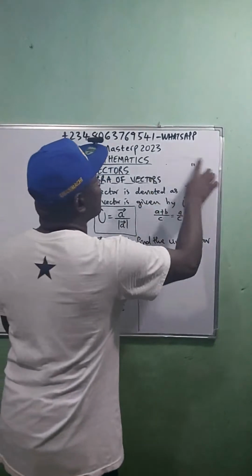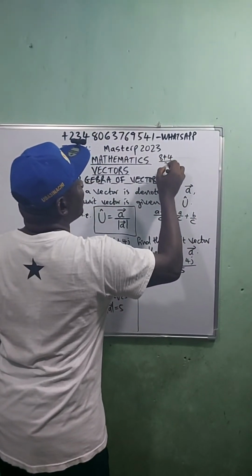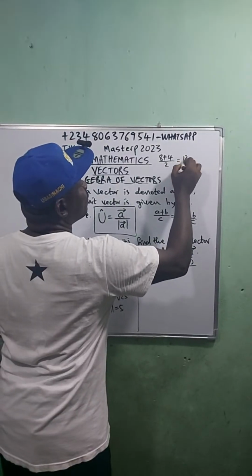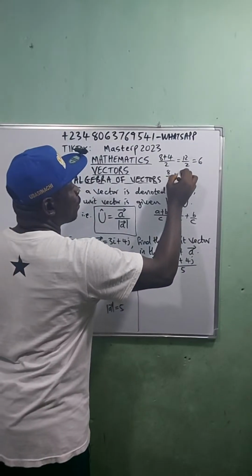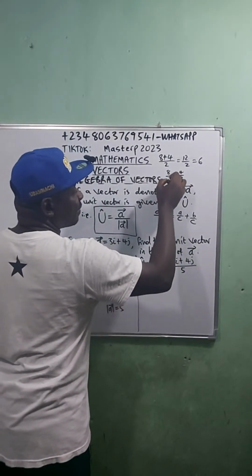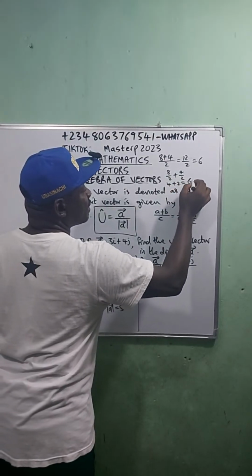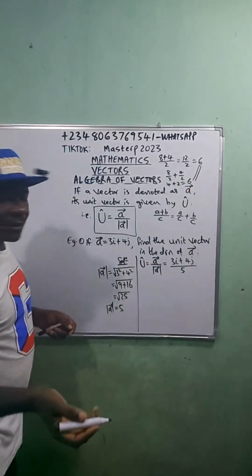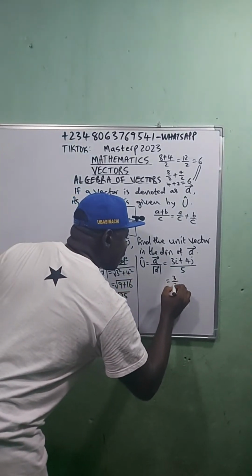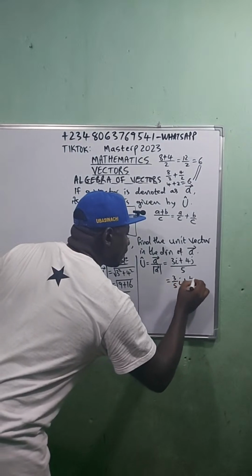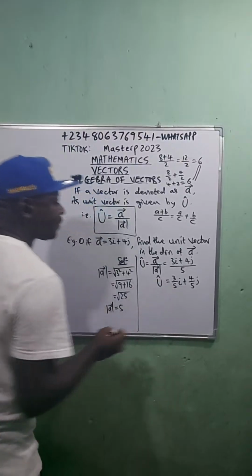So if somebody gives you something like 8 plus 4 divided by 2, this is the same as 8 plus 4 is 12, and 12 divided by 2 will be 6. You can still write it as 8 over 2 plus 4 over 2. 8 divided by 2 is 4, 4 divided by 2 is 2. It will still give you 6, which is the same as this 6. They are still the same thing. So here, this can be written as 3 over 5i plus 4 over 5j. So this is the unit vector U cap.